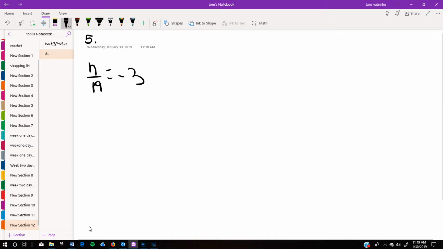Okay, so I have to ask myself, what is 19 doing to the h? And I have to do the opposite operation. So the 19 is dividing the h, so the opposite of dividing is multiplication. What I do to one side, I have to do to the other. Okay, so these are going to cancel. It's going to be negative 3 times 19. That is going to be negative 57.